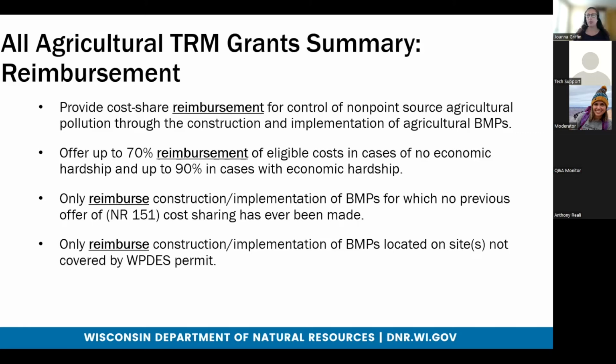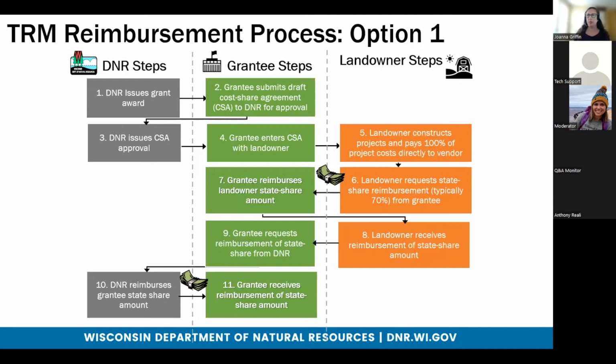So TRM is a reimbursement grant program. What this means is that no money is provided by the state until money has been spent by the landowner to install BMPs. So under a typical TRM grant, the landowners spend their money to construct the project. They then request reimbursement from the grantee, which is typically a county. The grantee reimburses the landowner based on the cost share rate and the amount spent. And only after the project is constructed and the grantee reimburses the landowner does the grantee request and receive reimbursement from the state.